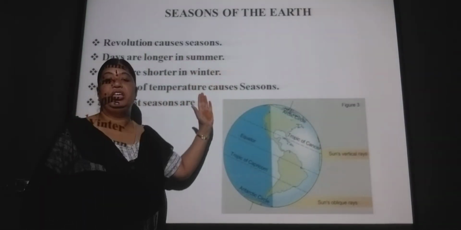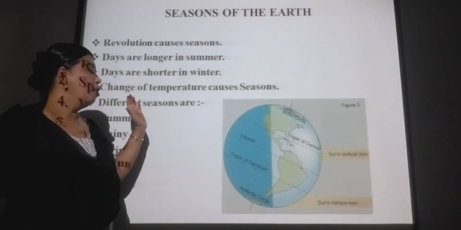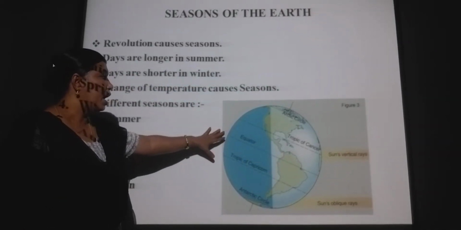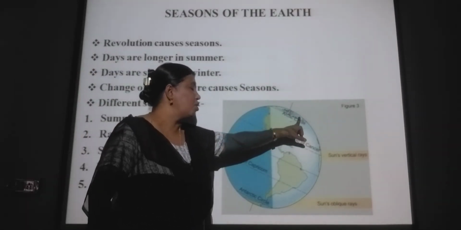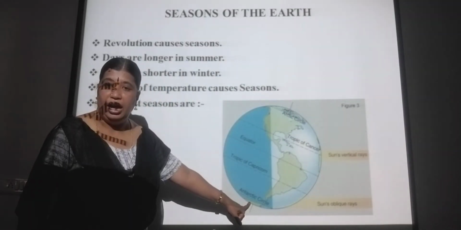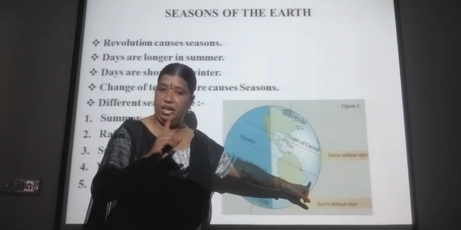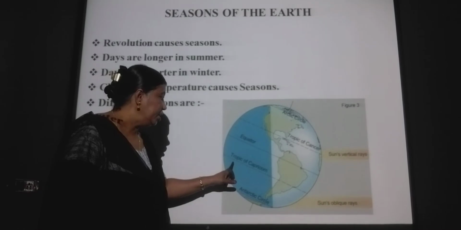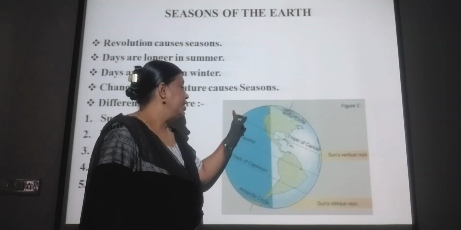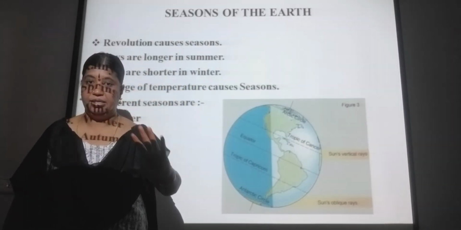So seasons of the earth are mainly caused by the revolution. Now what happens? See, this is the sun, this is the earth, and here the top part is called the Arctic Circle, the bottom part is called the Antarctic Circle. The middle imaginary line we told is the equator. Then below the equator, an imaginary line is called the Tropic of Capricorn. And the imaginary line above the equator is the Tropic of Cancer.